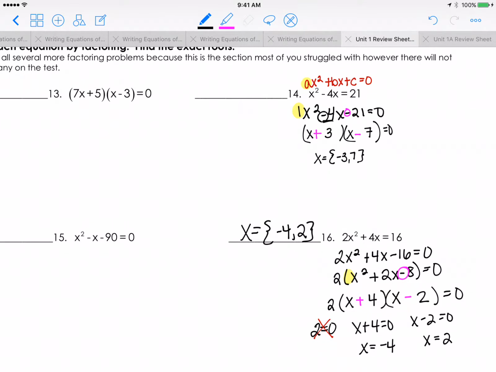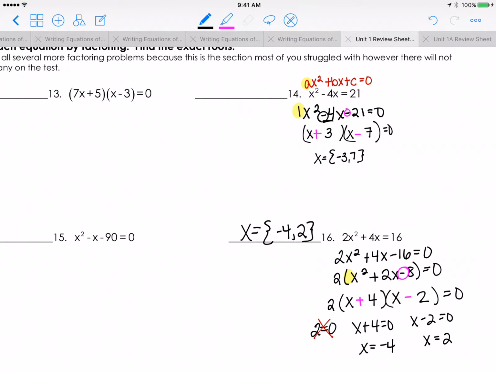If a equals 1, you factor like normal, binomial times binomial equals 0. And if a does not equal 1, then we use our method that we've been using in class, slide and divide. You can also use grouping if you would rather. Okay, this is what we talked about in class. So let's quickly look at this one.